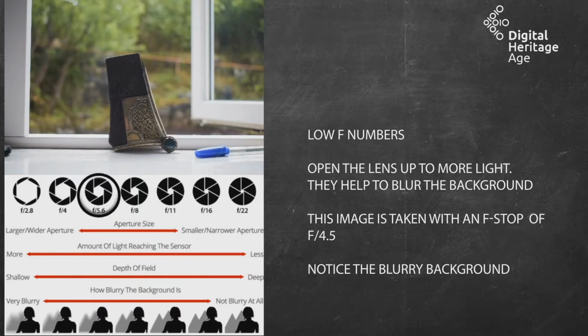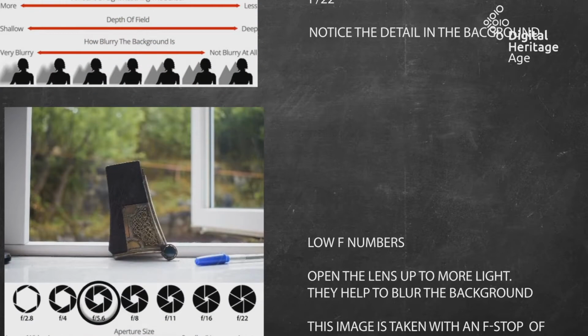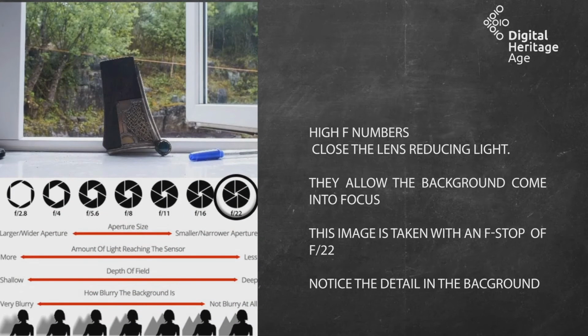We want a depth of field so that we can see the detail behind the object, and the software can determine the difference between them. So we can use high f-stop numbers, and these will allow us to bring the background into focus. You can see from this image taken with a very high f-stop of f22 that you can see a lot of the detail there in the background.